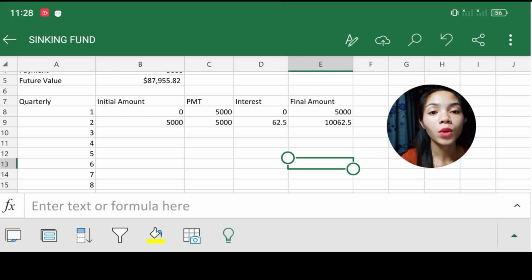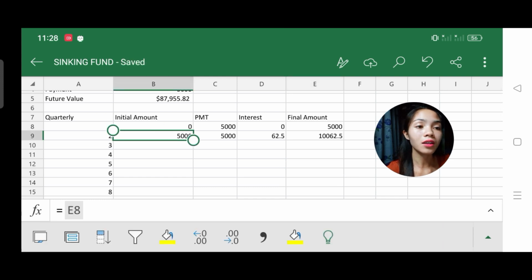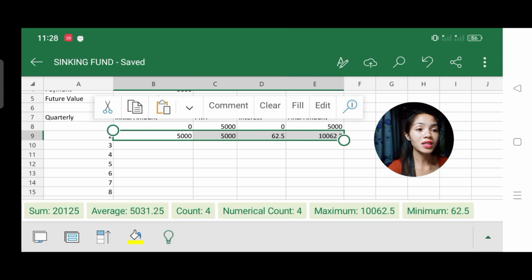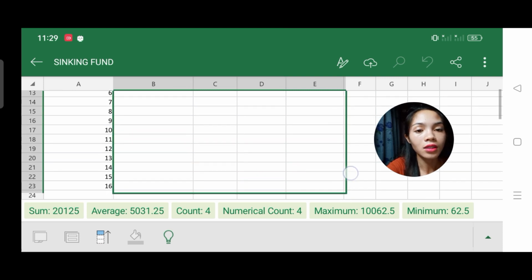For us to easily get the amount from quarter 2 to quarter 16, same with the process we did for the amortization schedule, we click the second column and drag it to the right. You see that putting the dollar sign is very important for us to easily create an amortization or a sinking fund schedule. Then click the fill handle and drag it down until the 16th period.